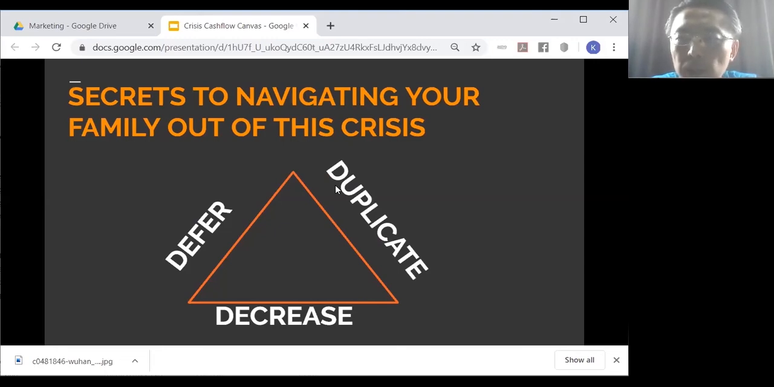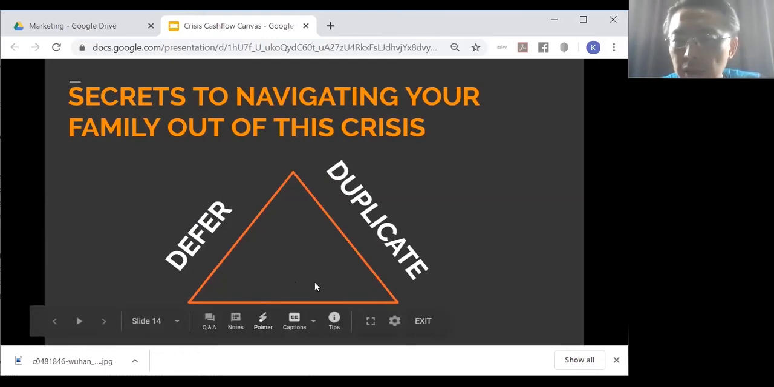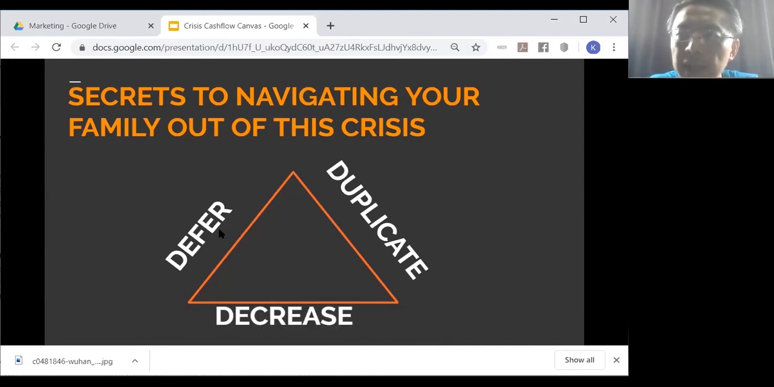And the last D here is duplicate. Duplicate here is duplicating your income and profit, especially when you have covered the base, which is your decrease, and you have done whatever is necessary to defer. Then you will have sufficient cash to take advantage of the opportunities in the market. Duplicate here means income. You can continue to duplicate income if you are in industries which are thriving right now, like healthcare, community-based industry, MLM, all those work-from-home types of business. And for profit, I see a very big opportunity in stocks.